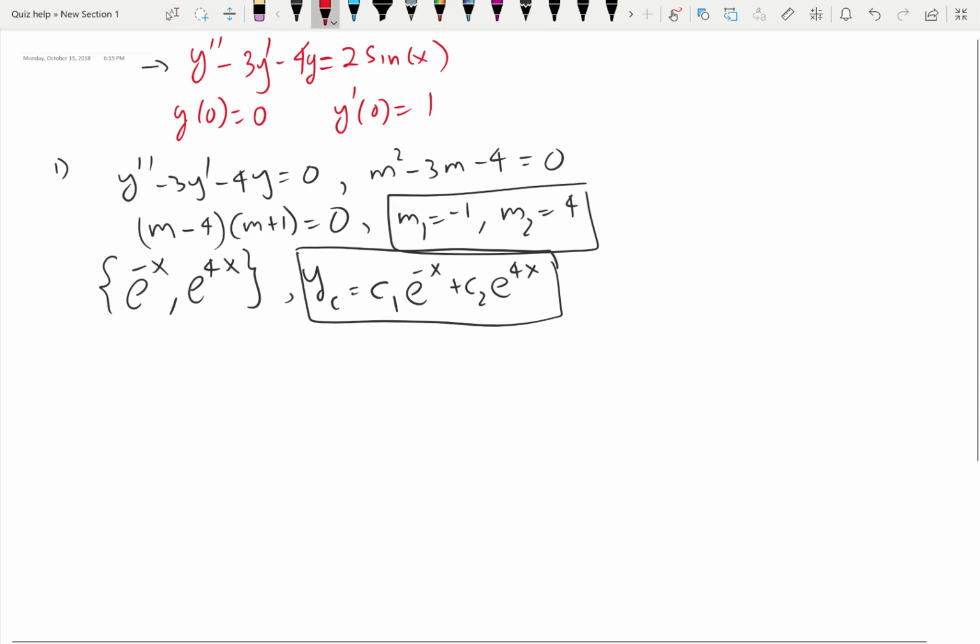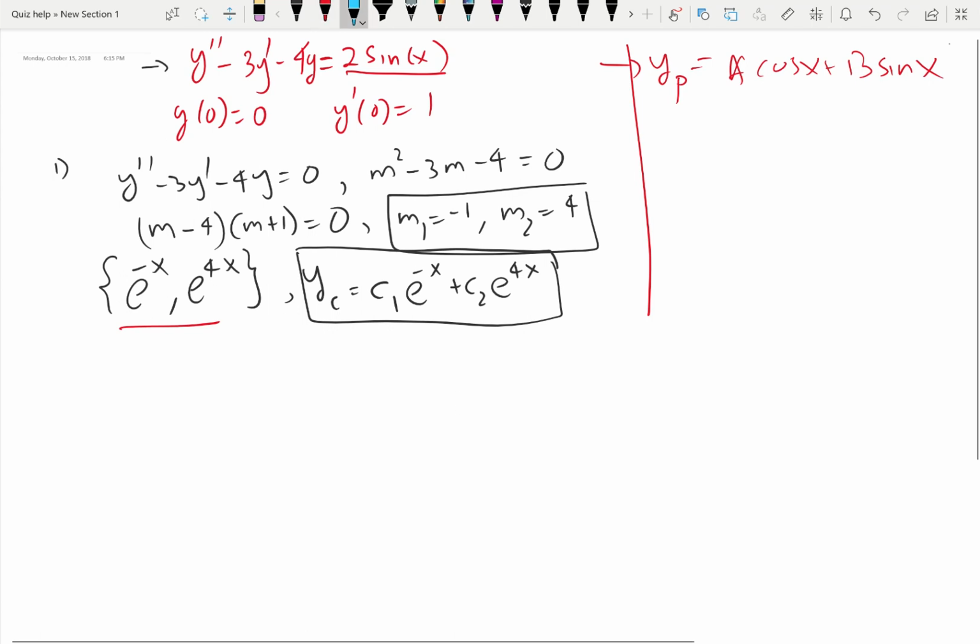Now let's go to the particular solution. So we need to make a guess. What will be our guess? Our right hand side is 2 sine x, a constant times sine. So our guess will be a cosine x plus b sine x, right? Because usually a trigonometric function has both sine and cosine. Now what is the next step? Check for overlap. Do we have an overlap? These are sine, cosine, these are exponential functions. No overlap at all, right?